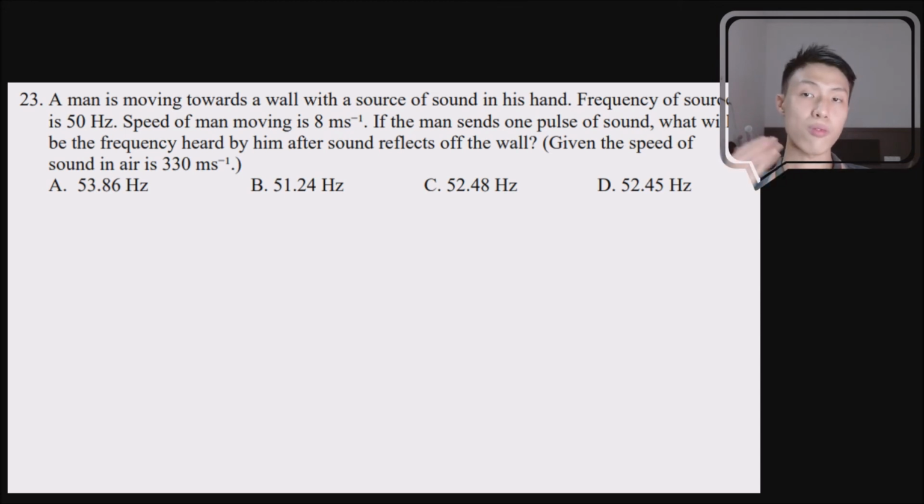Now the man is moving towards a wall with a speed of 8 meters per second. So now if the man sends 1 pulse of sound, like a beep, what will be the frequency heard by him after the sound reflects off the wall? So the sound will travel towards the wall, get reflected and enter the ear of the man. So the man here will hear what kind of frequency? That is what we are interested in finding.